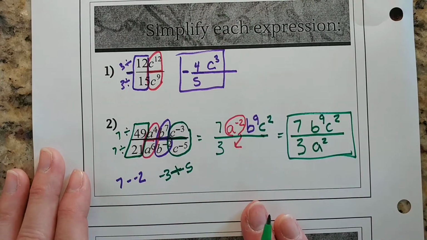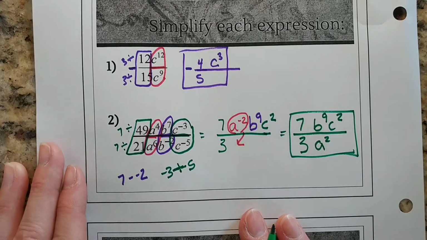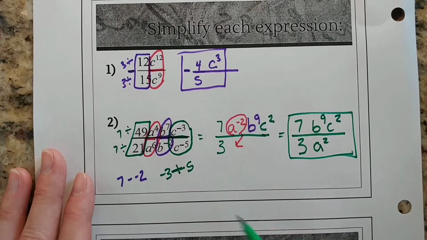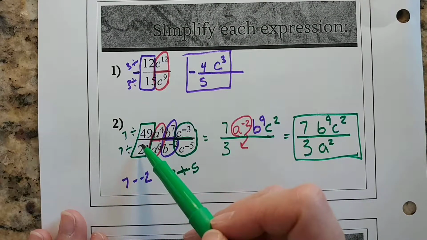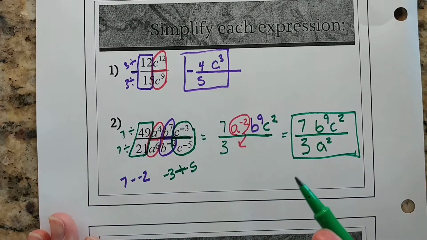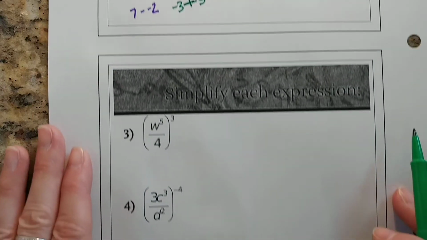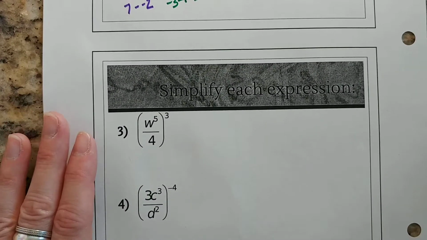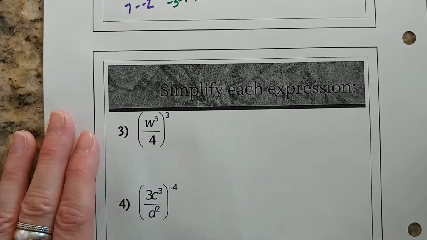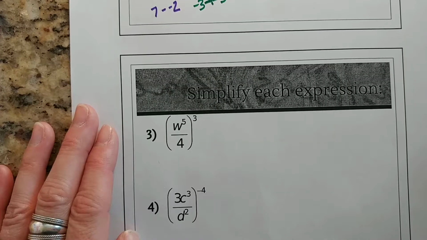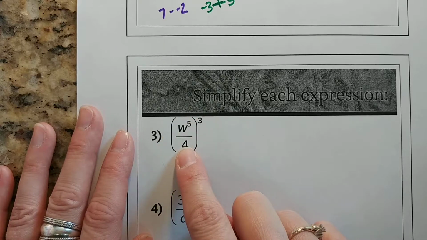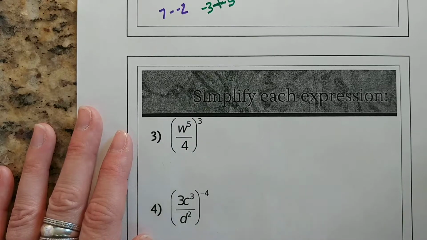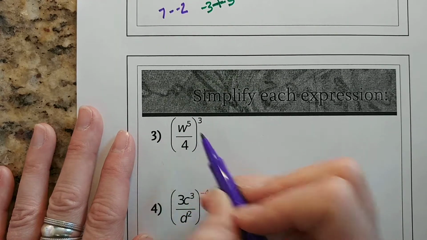Okay, so this was just using the dividing powers with the same base rule, right? We divide powers, we subtract the exponents. And if there's any fraction, we want to simplify that like we normally would, by dividing by a common factor. Now let's take a look at a couple examples that involve a quotient to a power. Okay, so remember with this, everything inside of the parentheses is going to have to shoot up to the 3rd power, the entire quotient or fraction.